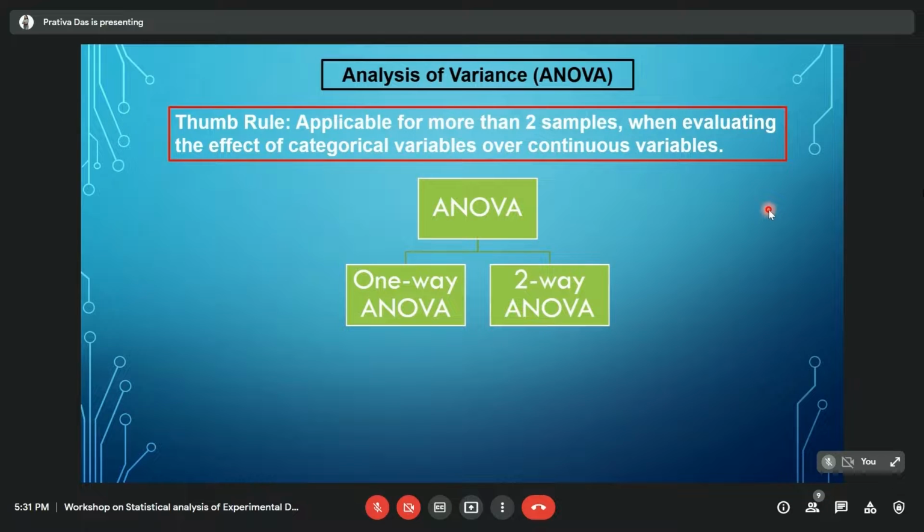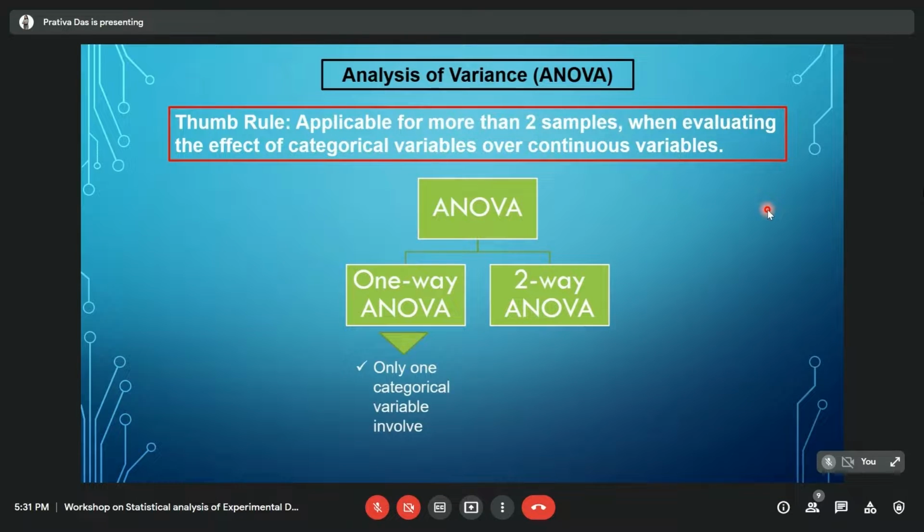So for this one, the rule of thumb is that we only apply ANOVA when you have more than 2 samples. Also, if you have 1 or 2 categorical variables, you can apply ANOVA. If you have more than 2 categorical variables, you can go for Pearson's chi-square test. Then ANOVA cannot be used.